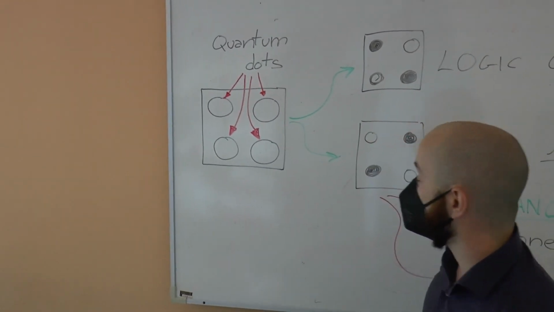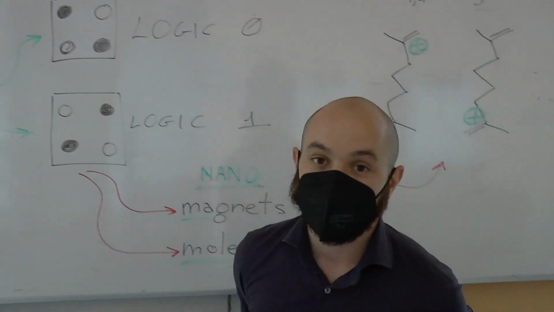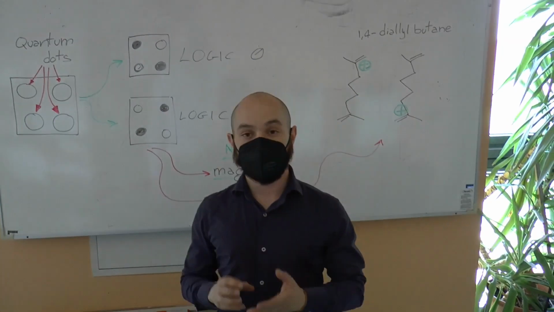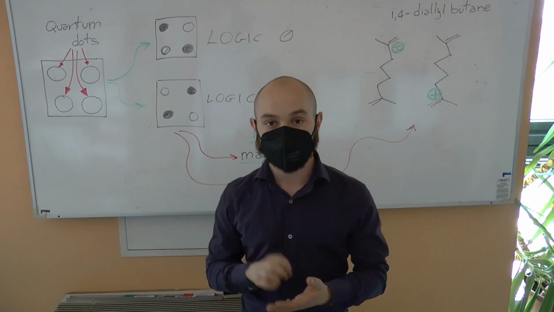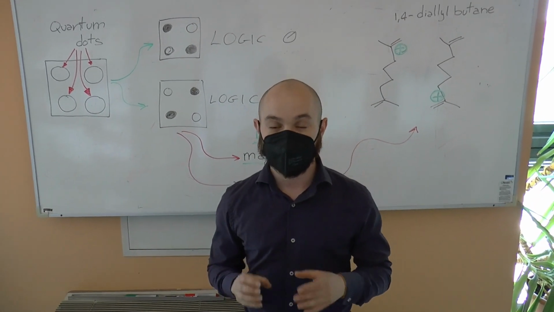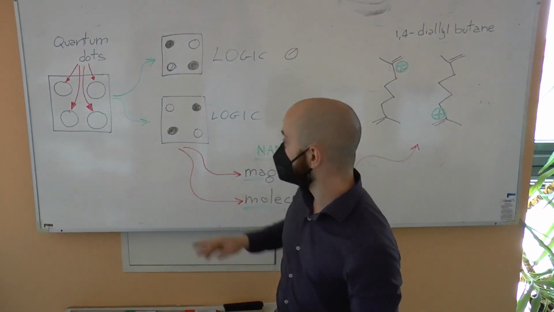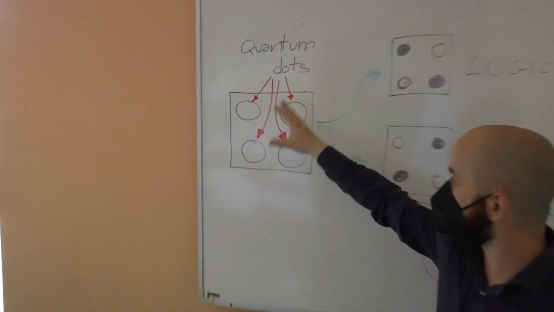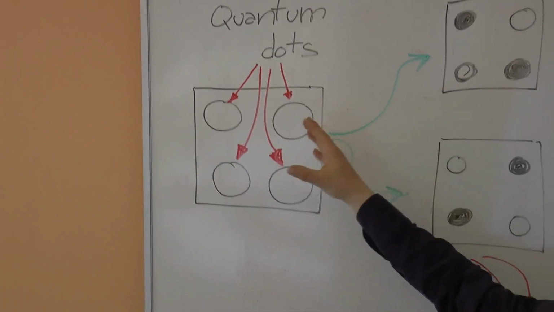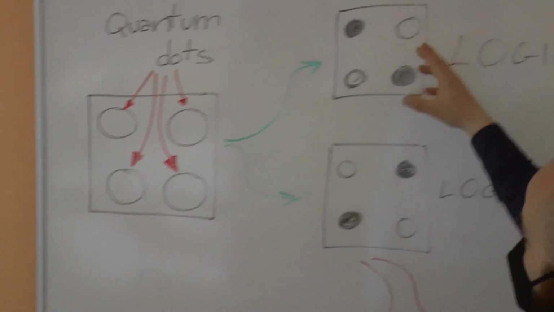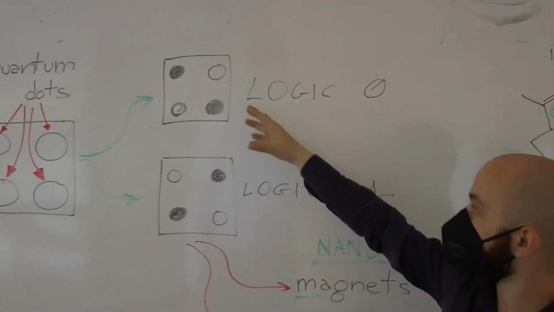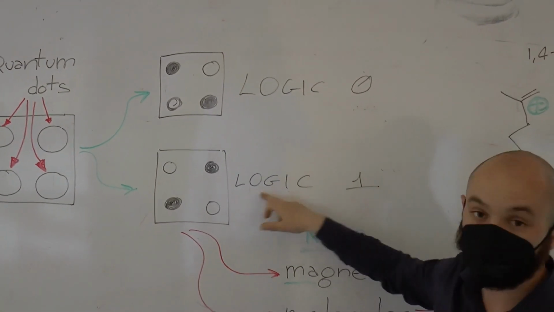The particular characteristic of these 2 charges is that they have the same value of charge, and for this reason, since they are both negative, they repel each other. That means that the 2 electrons in this cell will be in 2 possible configurations that we will call logic 0 and logic 1.